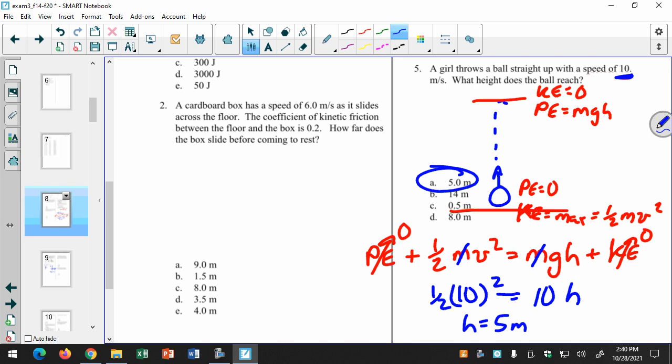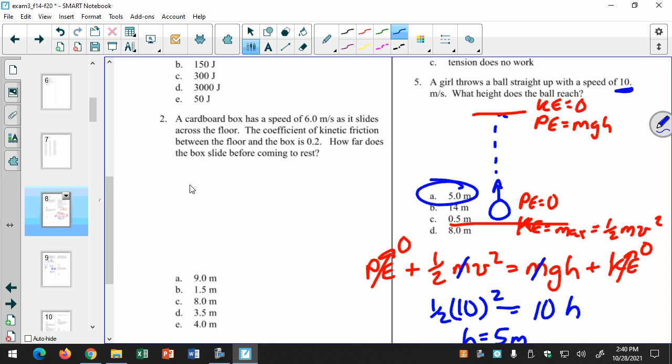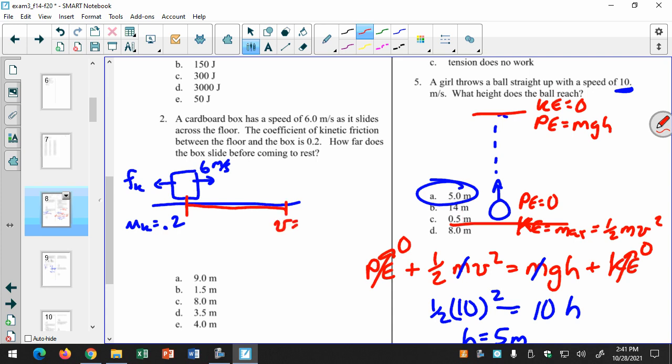Likewise, number 2 is just like the one that we did with the frictional force before. You want to try to do it? Yeah, this is fall 19, number 2. I have this cardboard box. It has a speed of 6 meters per second. It has a mass. Oh, I don't give the mass. But there is a frictional force, Fk. Mu k is equal to 0.2. And I want to know how far does it go before it reaches a speed equal to 0. That means that the kinetic energy is equal to 0.